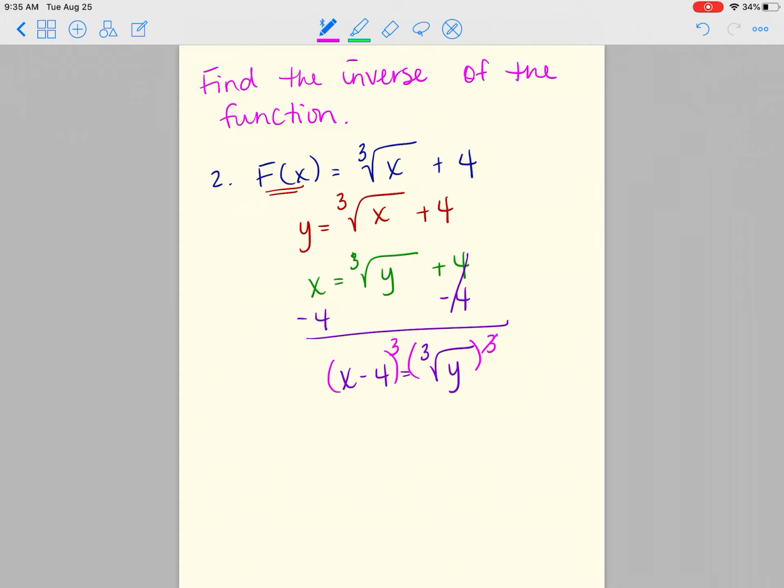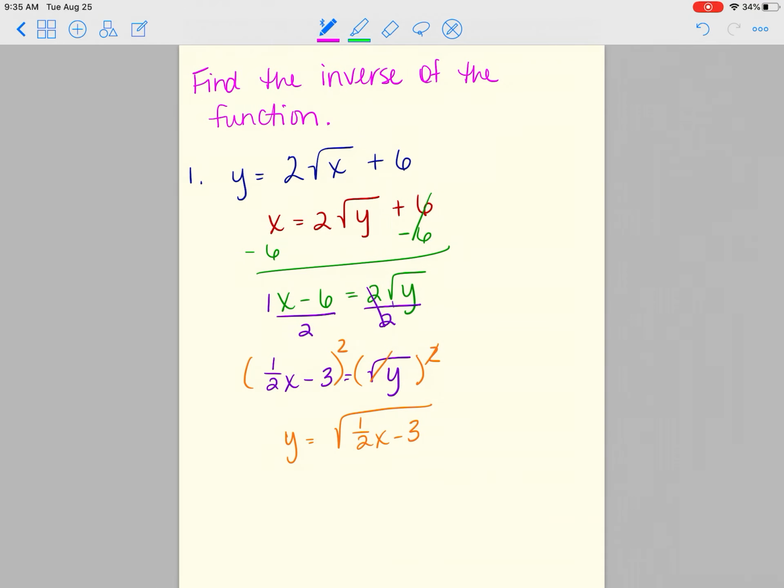And then the cube and the cube root go away. And I'm left with y equals x minus 4 to the 3rd power, all cubed. Now, I do want to go back really quick and look at the first one that I did.